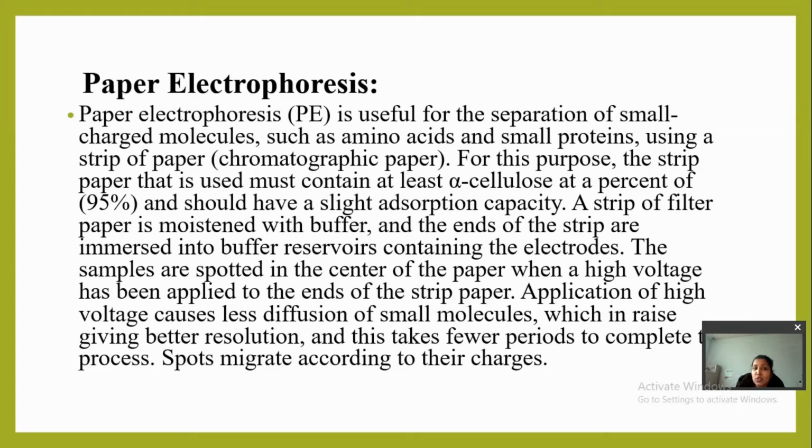In this we use chromatographic paper. For this purpose, the strip of paper that is used must contain at least 95% alpha cellulose and should have slight adsorption capacity. A strip of filter paper is moistened with buffer and the ends of the paper are immersed into buffer reservoirs containing the electrodes. The samples are spotted in the center of the paper.